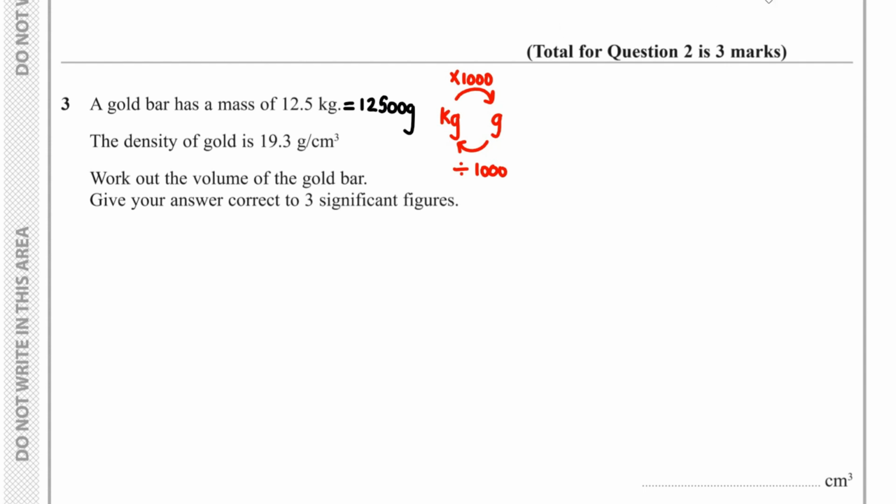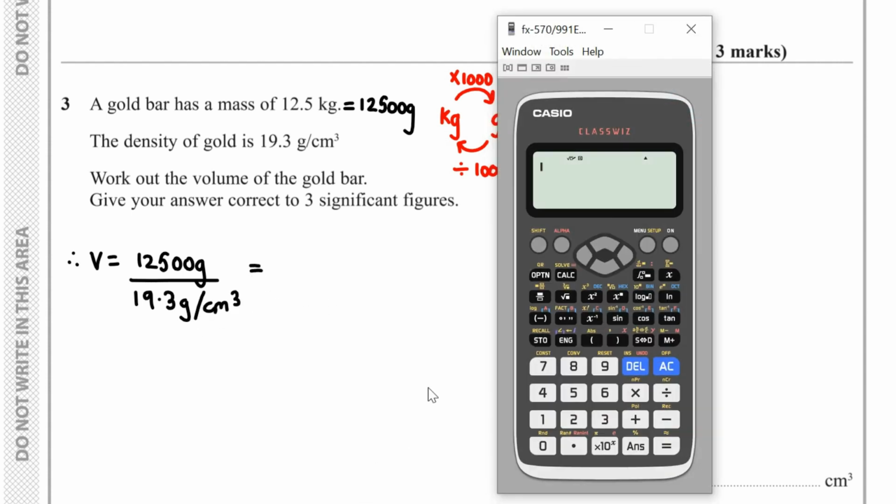Now, we know already the formula connecting volume to the mass and density. Of course, volume is equal to mass divided by density. So therefore, the volume is equal to the mass, 12,500 grams, divided by the density, which is 19.3 grams per centimeters cubed. So if we work all of this out, we've got 12,500 divided by 19.3.